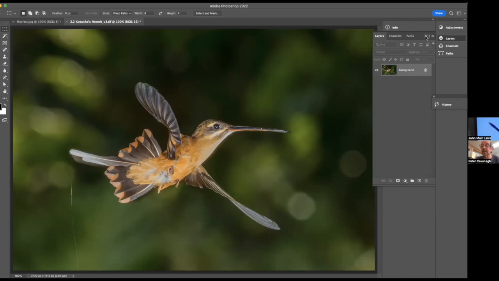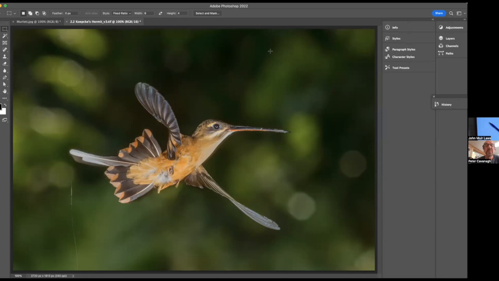It's a Kopke's hummingbird, and I like the dynamic nature of this. Hummingbirds are masters of turning on a dime, and there are several things about this image that show you that this bird is in the process of making rapid maneuvers. Most interestingly, you'll notice that the wings are very much morphed from their usual shape.